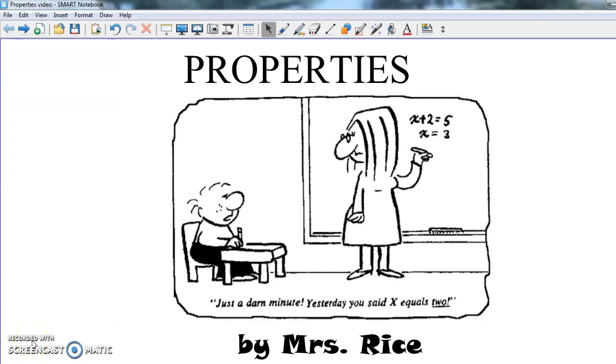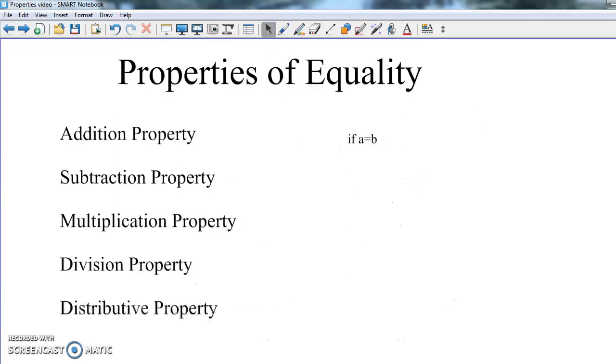This video is going to discuss properties that we would commonly use in proofs. So that's what this video is about. Some of them you've seen because of Algebra 1 and some of you haven't. So we'll start with the things that you have seen before.